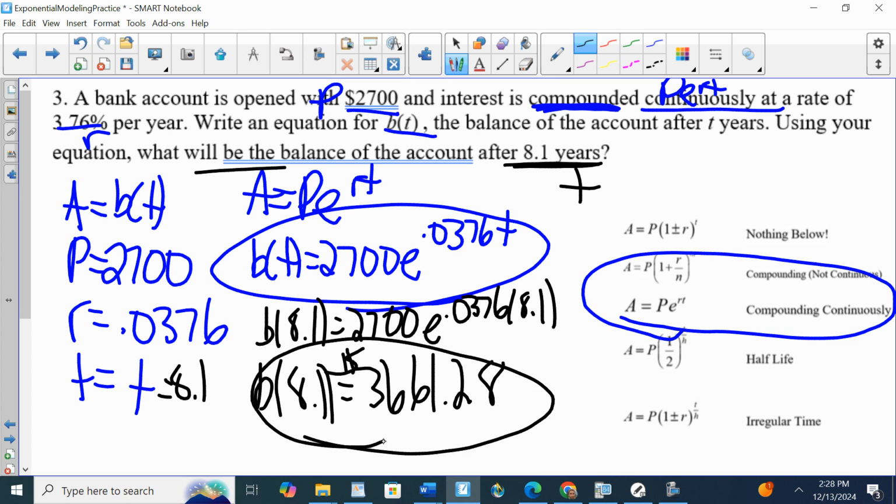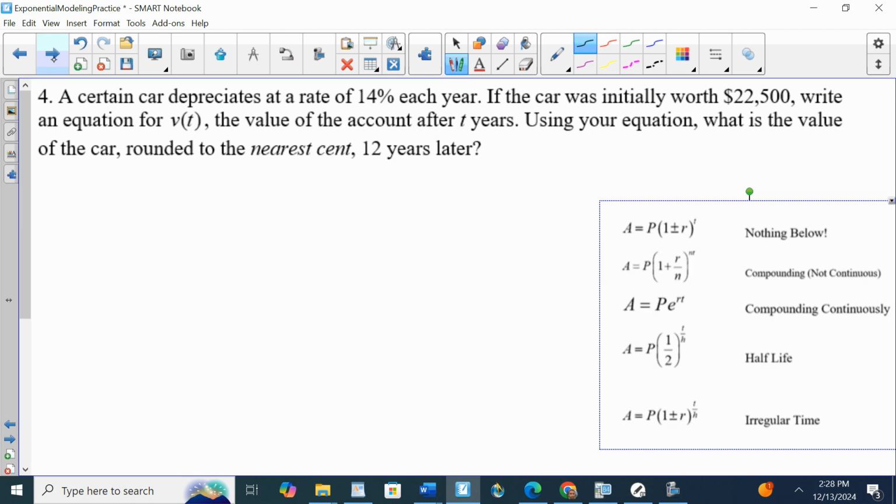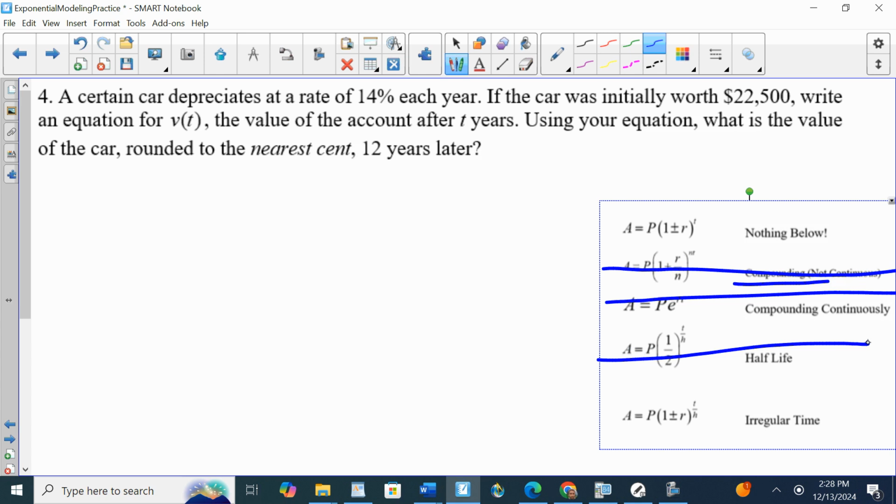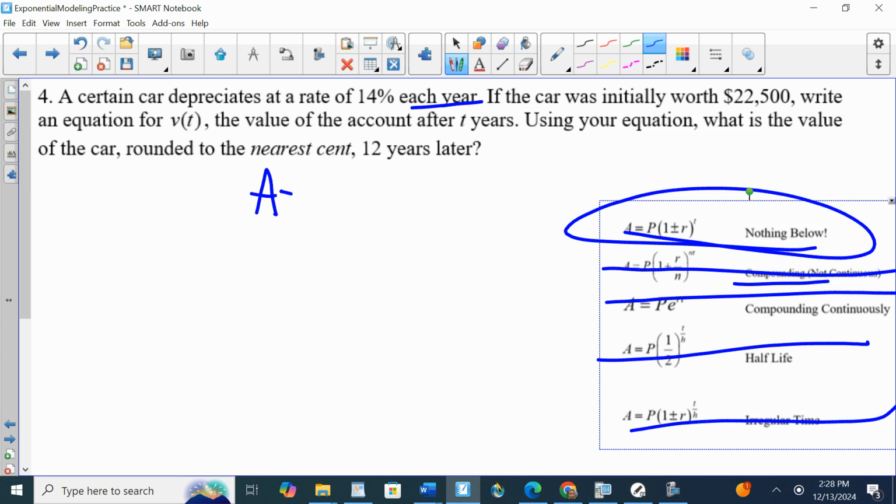They're all the same, but they're all different formulas, which is why it's important you read carefully. You find the keywords and phrases that tell you which formula you're going to be using. Number 4, a certain car depreciates at a rate of 14% each year. Okay, I don't see compounding. I don't see half-life. I don't see irregular yet. If the car was initially worth $22,500, write an equation. I don't see compounding. I don't see half-life. There's no irregular time. It's 14% each year. There's nothing below. I'm using my standard OG exponential formula.